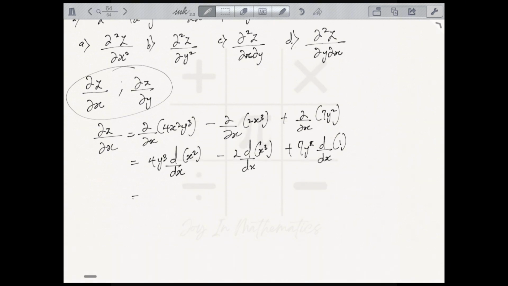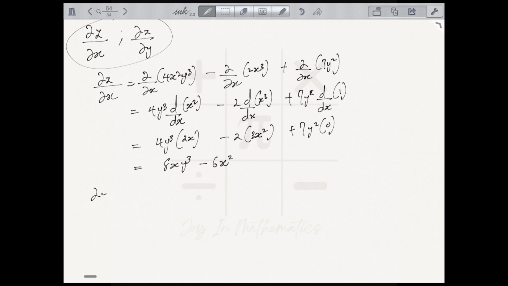And simplifying this, we will have 4y cubed multiplied by 2x minus 2 into 3x squared plus 7y squared into 0. And with our ∂z/∂x will be 8xy cubed minus 6x squared. You can pause the video now and evaluate for ∂z/∂y.